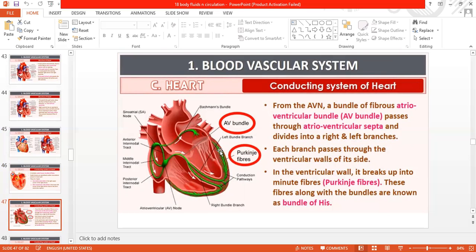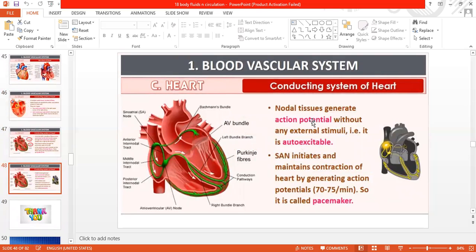Now, in the ventricular wall, it breaks up into minute fibers. These fibers are known as Purkinje fibers. And these Purkinje fibers, together with the AV bundle, are known as the bundle of His.